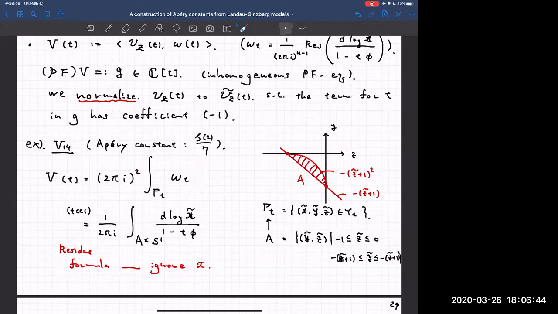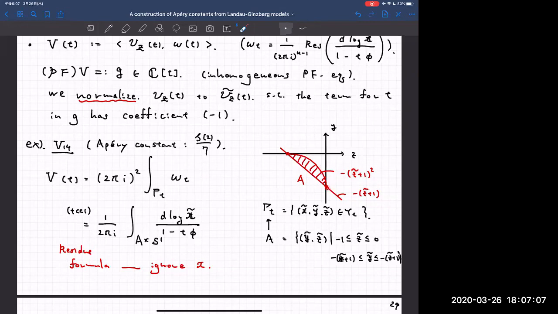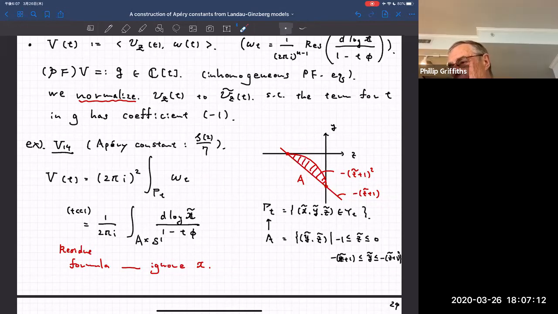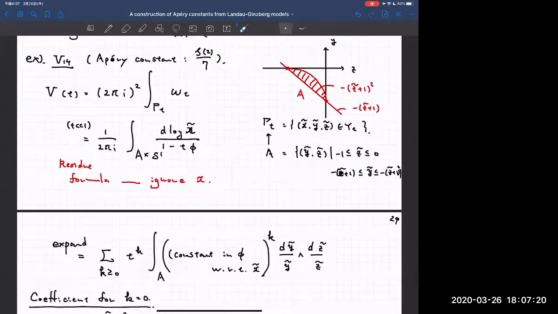However, if we consider very small t, then we can compute this integral by using the residue formula because this gamma t will surround the singular fiber x equals 0. And at x equals 0, we can take out a residue. Okay? So the integral is given over this plane area, capital A, times just a cylinder S1, A times S1, of d log x over 1 minus t P. This is an explanation of the higher normal function.